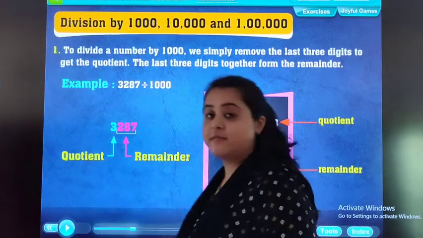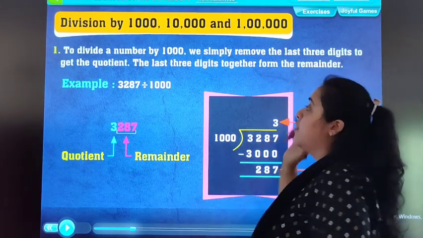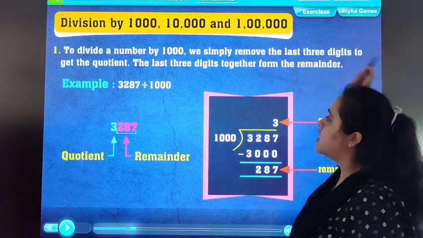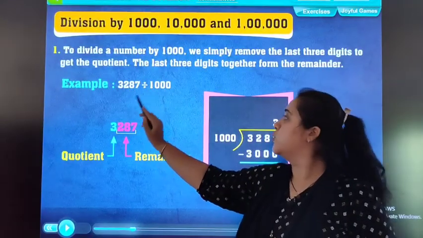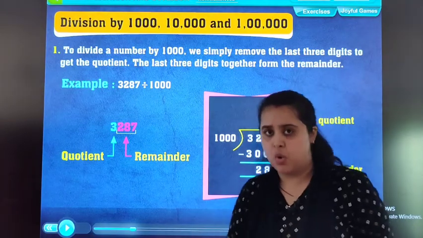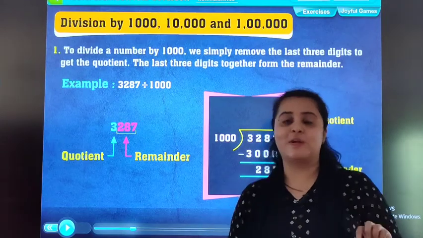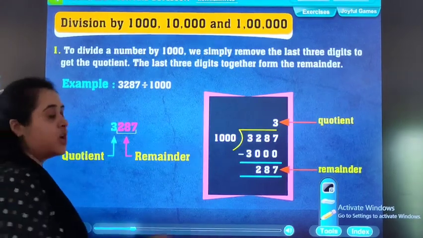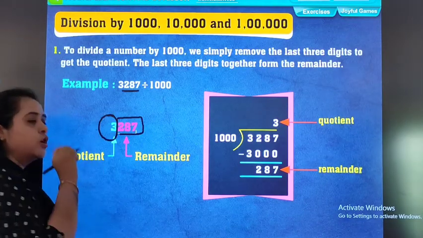So students, here are some shortcuts you need to remember to make your division sums easy. The first one is, to divide a number by 1000, we simply remove the last 3 digits to get the quotient. The last 3 digits together form the remainder. For example, 3287 is divided by 1000. Agar aapke paas koi bhi number ho, uske last ke 3 digits will play the role of remainder, and the remaining digit will play the role of quotient. See, have a look. 3, 2, 8, 7. Last ke 3 digits aapke remainder ban jayenge, and the remaining digit will be your quotient.